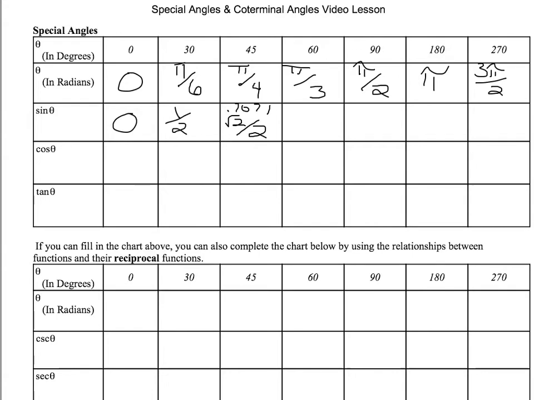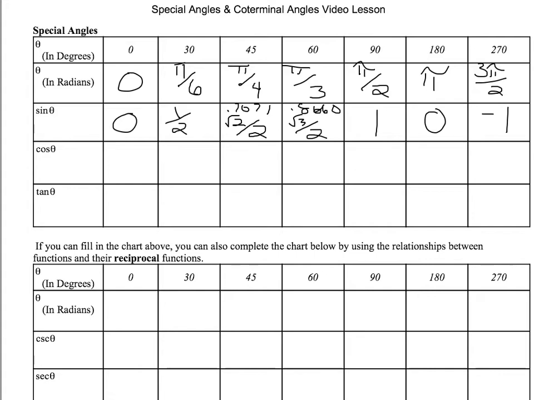Sine 60 gives you another decimal, 0.8660. You need to know that that's radical 3 over 2. And then sine 90 is 1. Sine 180 is 0. Sine 270 is -1. So there's only 2 in that section that you're going to need to know how to convert.